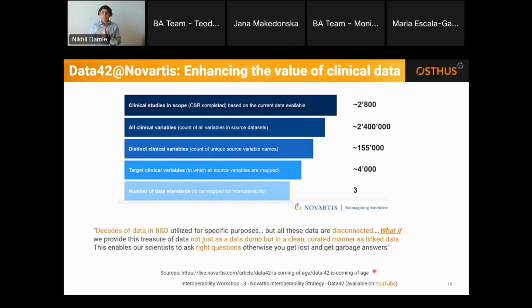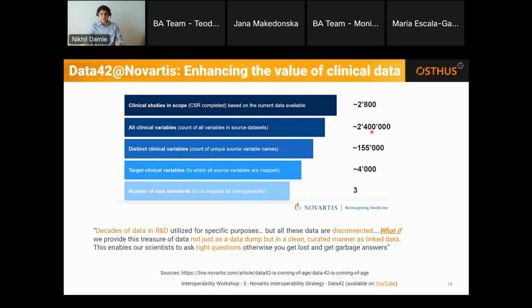Then they asked a question, what if? And this is exactly what I mean by a cultural change. We should ask ourselves such questions: what if these data assets are linked and we provide them not as individual data assets, but as a linked network of them? Can we ask the right questions and can we answer them in a better manner?